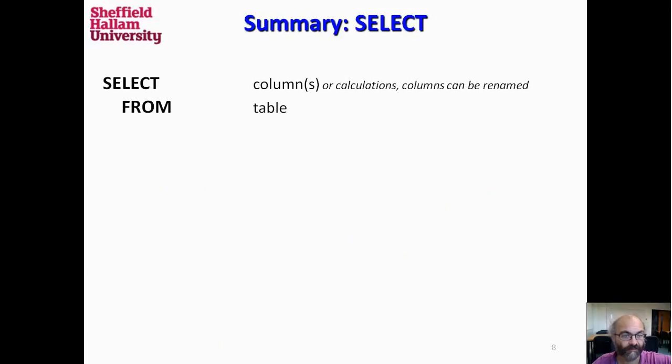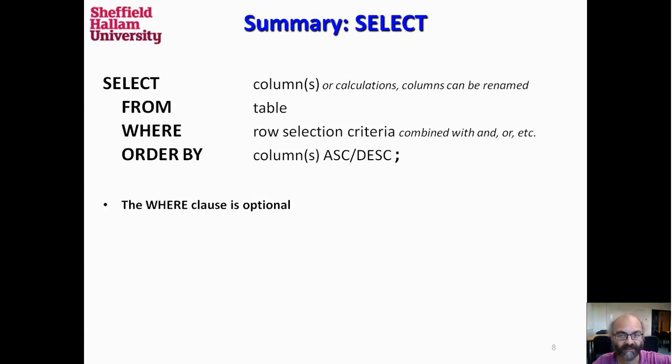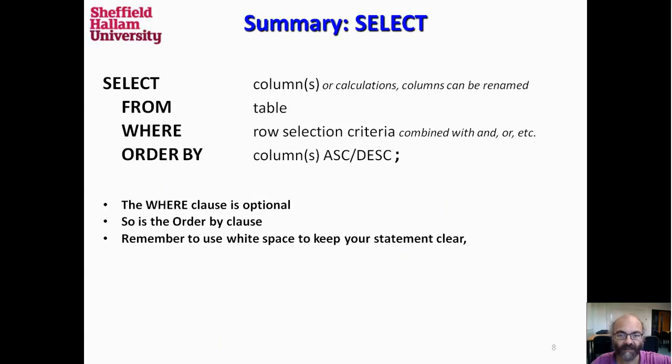In summary, we select columns from a table. We can use where and order by. Where gives us many ways of selecting specific rows of data. You're going to need to write your queries more neatly than ever. Use white space for that. And also to practice, probably, more than ever. Enjoy!